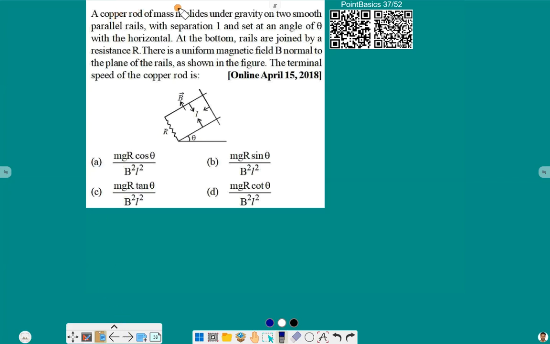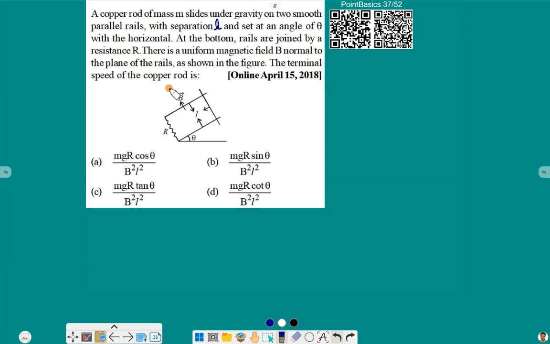A copper rod of mass m slides under gravity on two smooth parallel rails. This is our rail that is coming down, and the separation is L, and it is set at angle theta with the horizontal. At the bottom, the rails are joined by a resistance R. There is a uniform magnetic field normal to the plane of the rail.